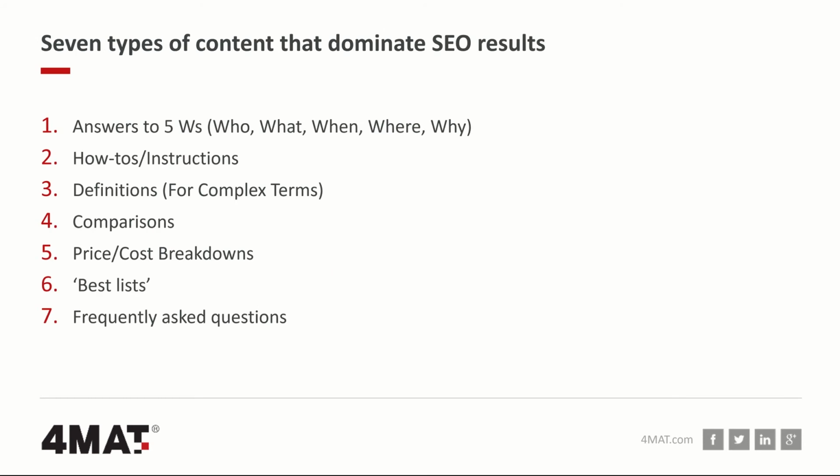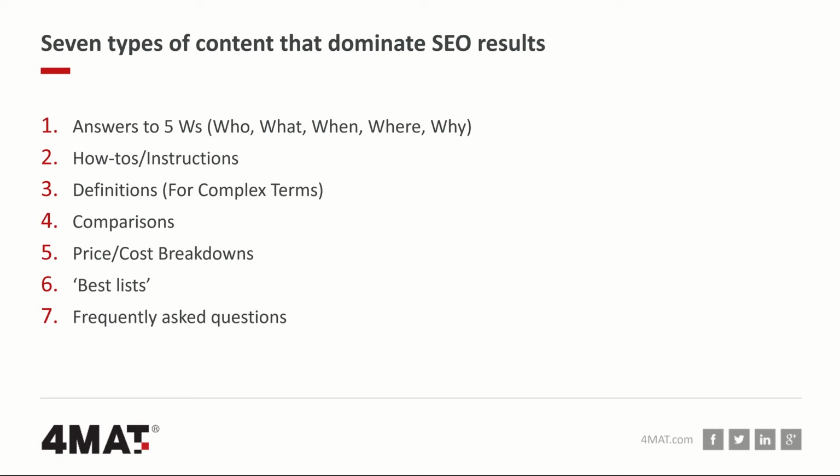Just from an SEO point of view, there are 7 types of content that dominate SEO results. So this is some hints and tips as to how you can start to create content for your potential candidates. We love to ask questions to Google. So who, what, where, when, why. If you can work out what the questions are that candidates are asking about your business, that's a great place to start. Start with those 5 W's.